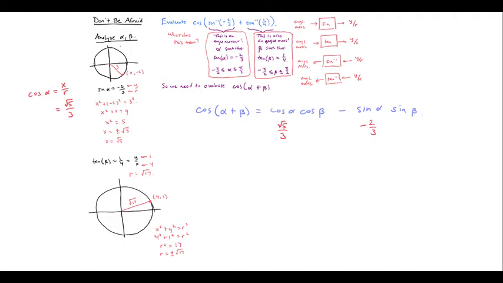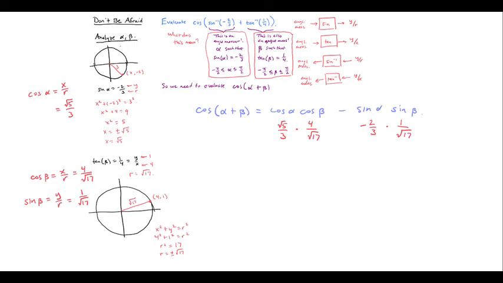My cosine of beta, I'm going to come down here. Cosine of beta is going to be x over r for this circle. Let's see, x was what? X was 4, and r was square root of 17. So that's going to be 4 over square root of 17. I already have the sine of alpha. I need the sine of beta. Sine of beta is going to be y over r for this circle. And y is 1, r is square root of 17. So that's going to be 1 over root 17.